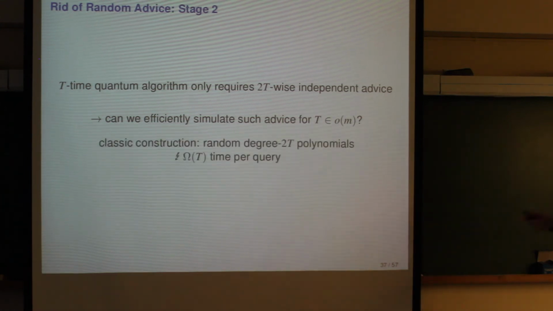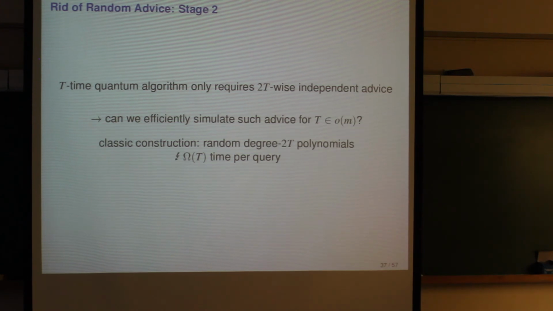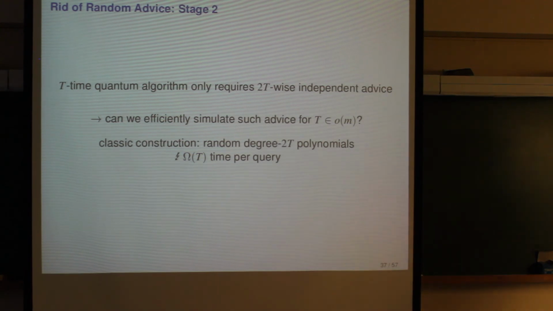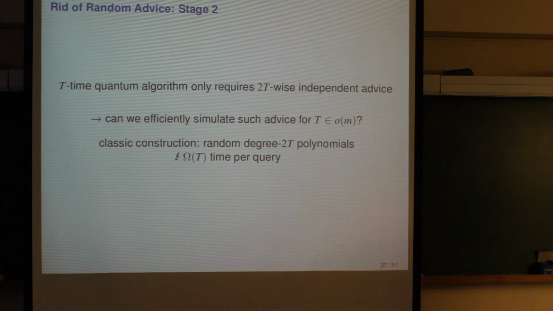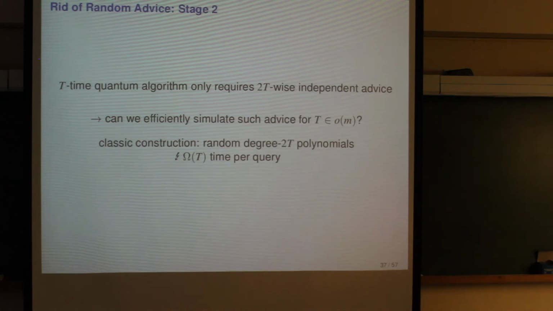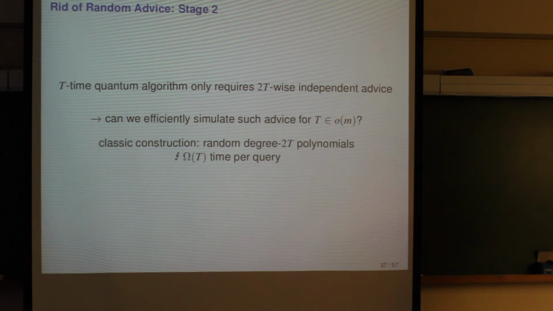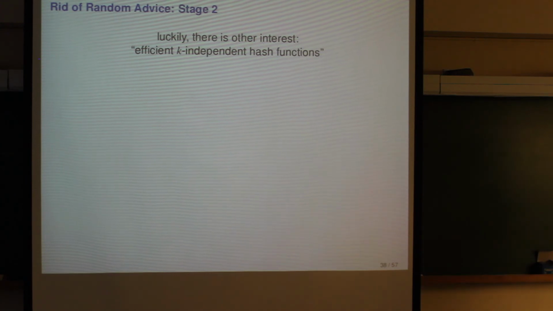A classic construction for simulating query access to a 2t-wise independent string is by looking at random degree 2t polynomials. You can show that for any subset of 2t indices, the evaluation of this random polynomial will behave uniformly random. But of course, evaluating such a polynomial takes a lot of time, too much time for us per query. So again we looked a bit better, and we got lucky once more.